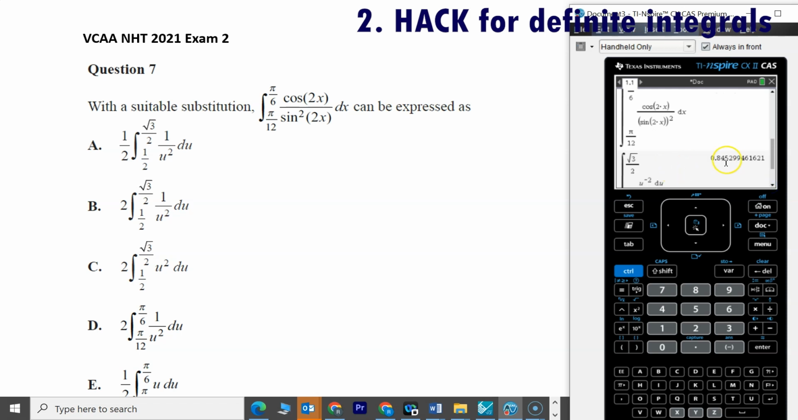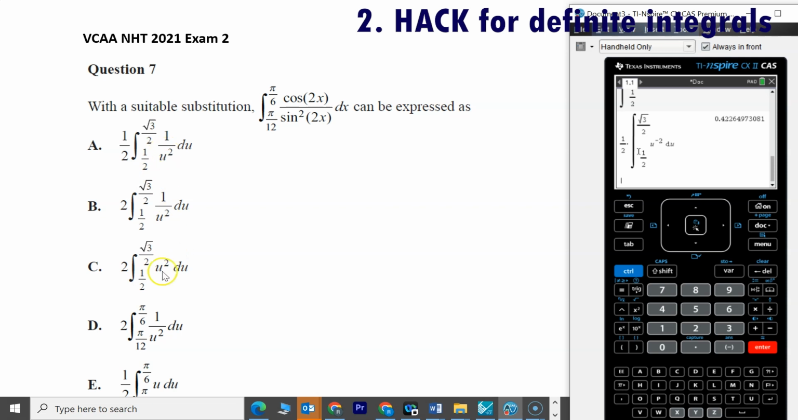And when I don't halve it, I get 0.84. So I think if I do halve it, I should be looking pretty good. There we go, 0.422. So we sort of got lucky that A was the correct option there.